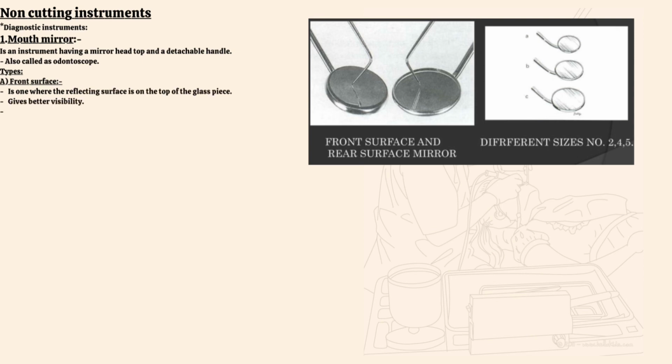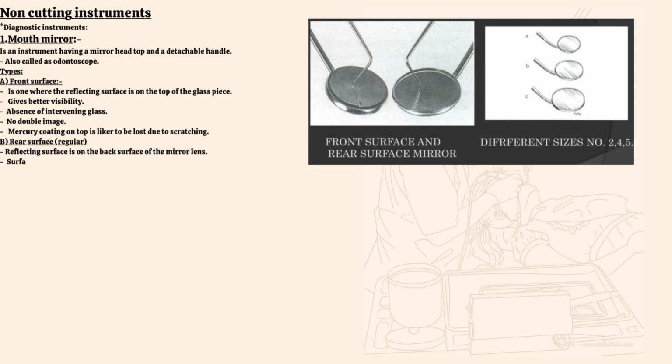piece, gives better visibility. Absence of intervening glass, no double image. Mercury coating on top is likely to be lost due to scratching. B. Rear surface, regular. Reflecting surface is on the back surface of the mirror lens. Surface is less easily scratched. Produces a double or ghost image.